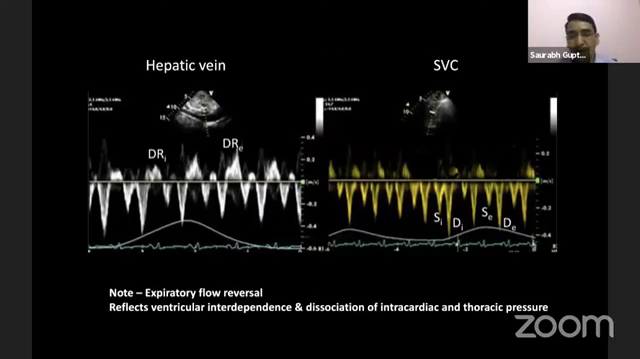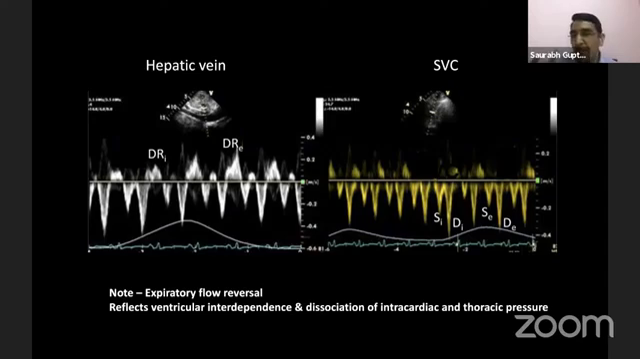Now, if you go to other systemic veins, just think about what happens during constriction. During expiration, blood is preferentially going to the left ventricle. The right ventricle is having less volume available to accommodate that blood. So what happens? It shows up as a reversal during expiration in the hepatic veins as well as in the superior vena cava. On the other hand, in restriction, what is happening?